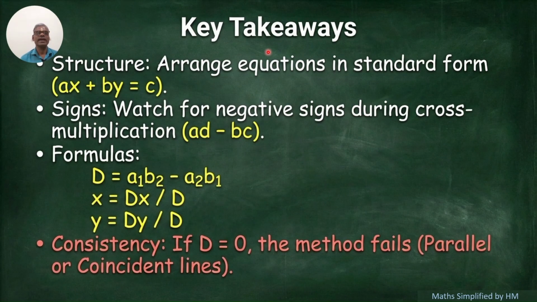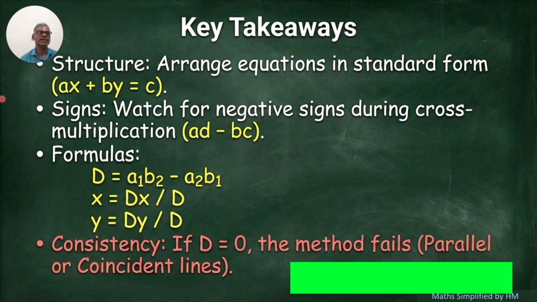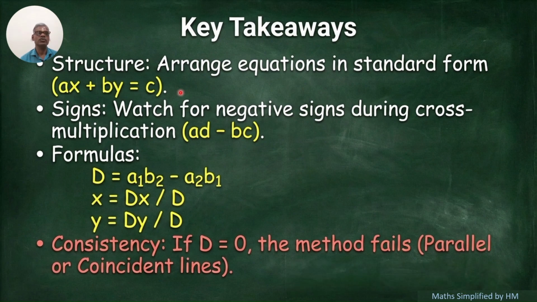Now understand the key takeaways of the determinant method. First, structure: arrange the equation in standard form, that is ax plus by is equal to c. Signs: watch for negative signs during cross multiplication, ad minus bc. Formulas: D is equal to a1 b2 minus a2 b1.